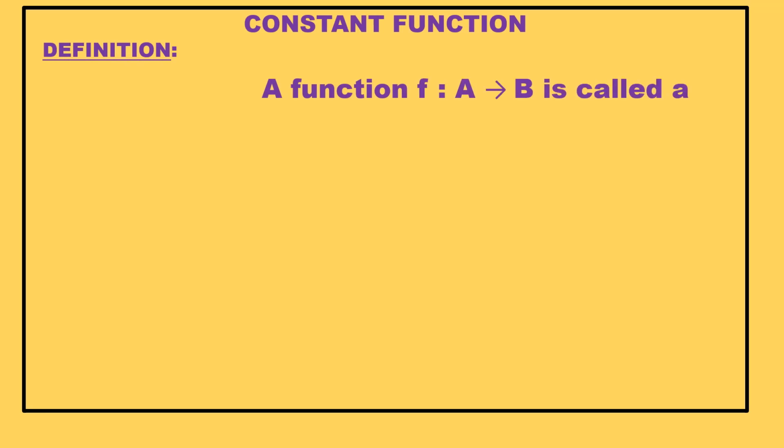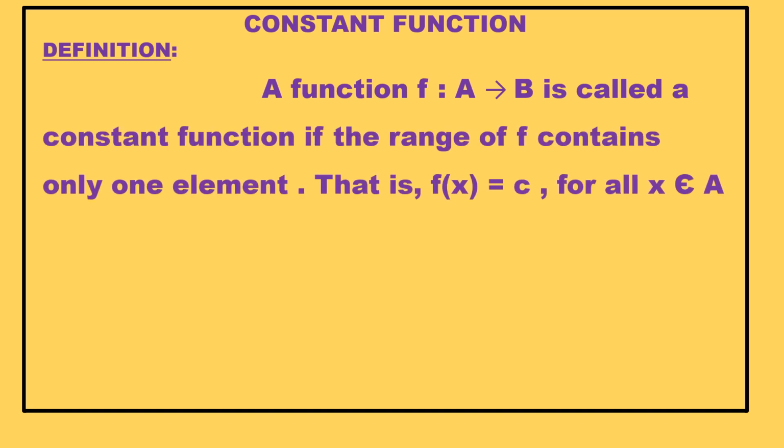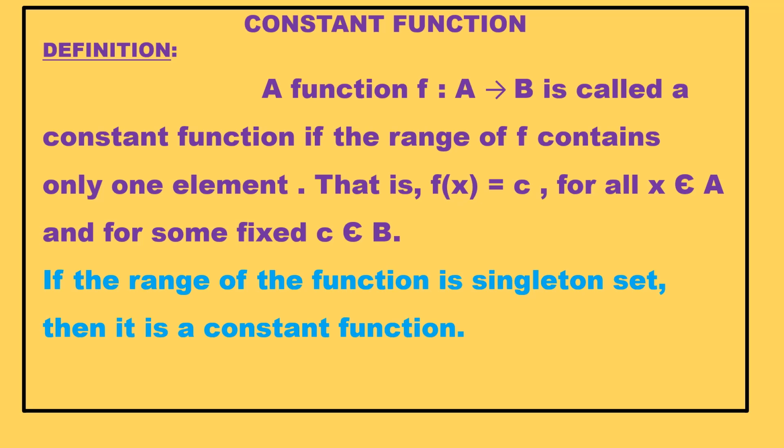Constant function definition. A function f from A to B is called a constant function if the range of f contains only one element, that is f of x is equal to c for all x belonging to A and for some fixed c belonging to B. If the range of the function is a singleton set, then it is a constant function.